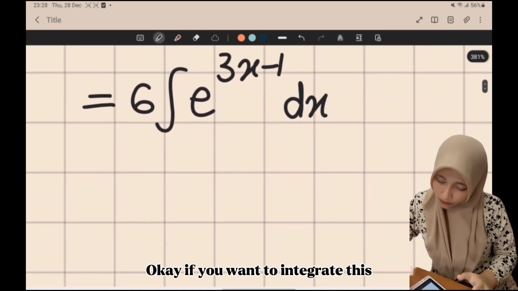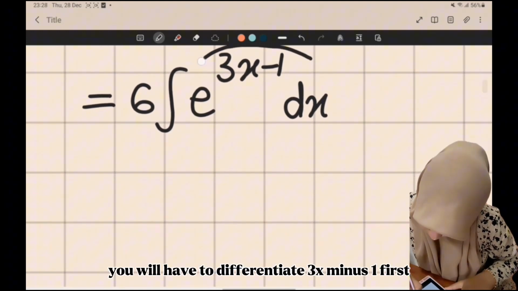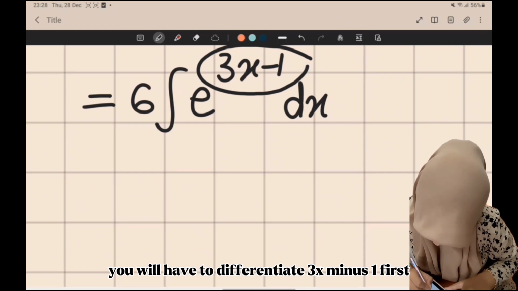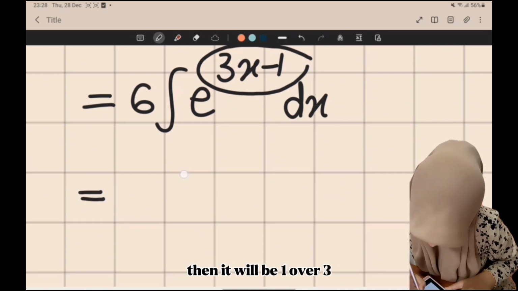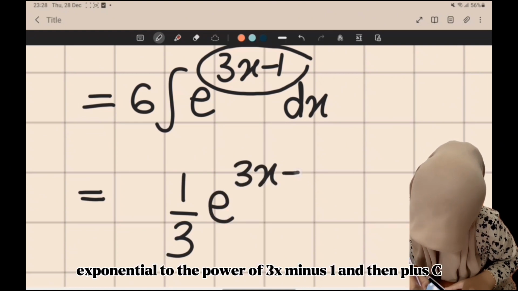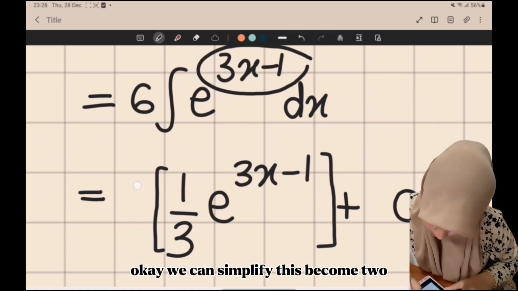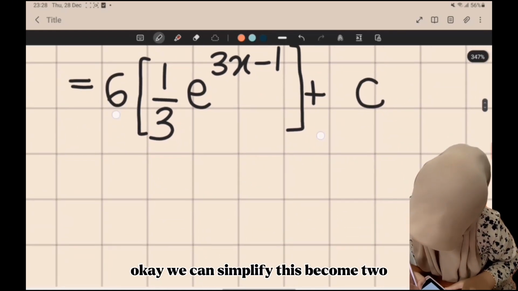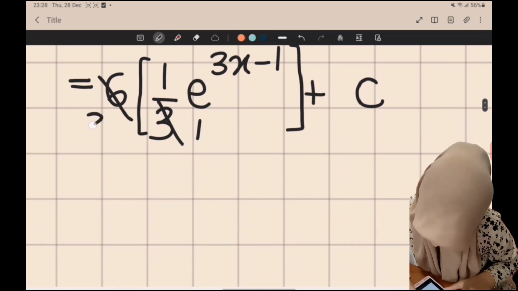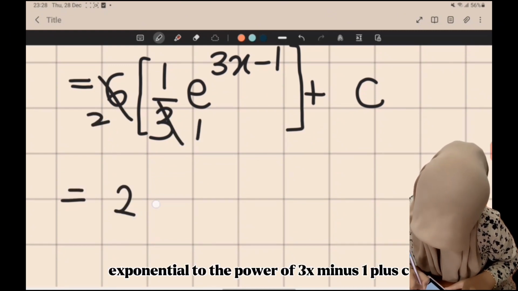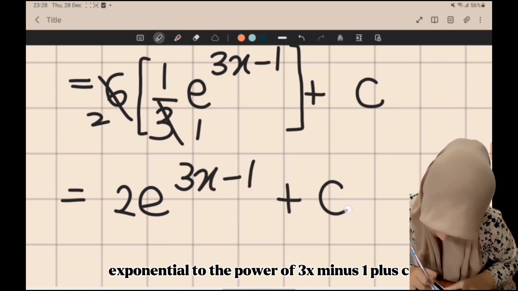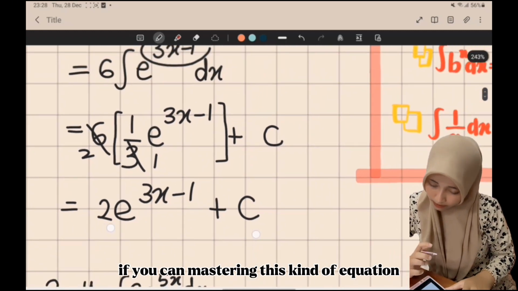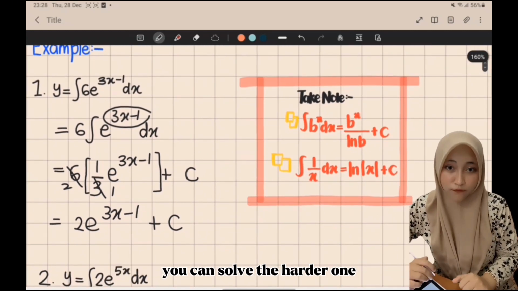If you want to integrate this, you will have to differentiate 3x minus 1 first. Then it will be 1 over 3 exponential to the power of 3x minus 1, and then plus c. We can simplify this, it becomes 2 exponential to the power of 3x minus 1 plus c. If you can master this kind of equation, you can solve the harder ones.